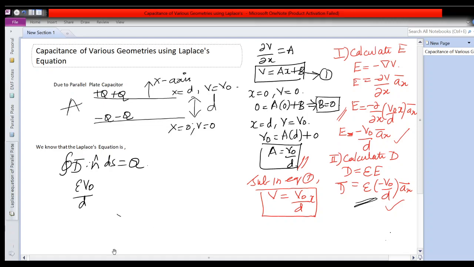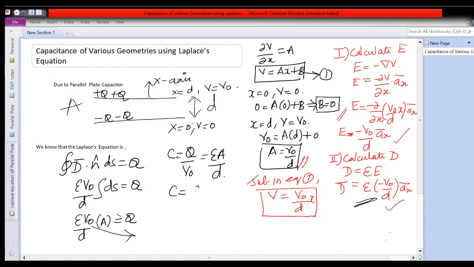And I am going to substitute. You very well know that integration of ds is A. So epsilon V naught by d into A is equal to Q. What is capacitance? C is equal to Q by V naught. So bring this V naught to the denominator. You will get the final equation, epsilon A by d. So capacitance C is equal to epsilon A by d farads. Hope you understood this. Thank you.